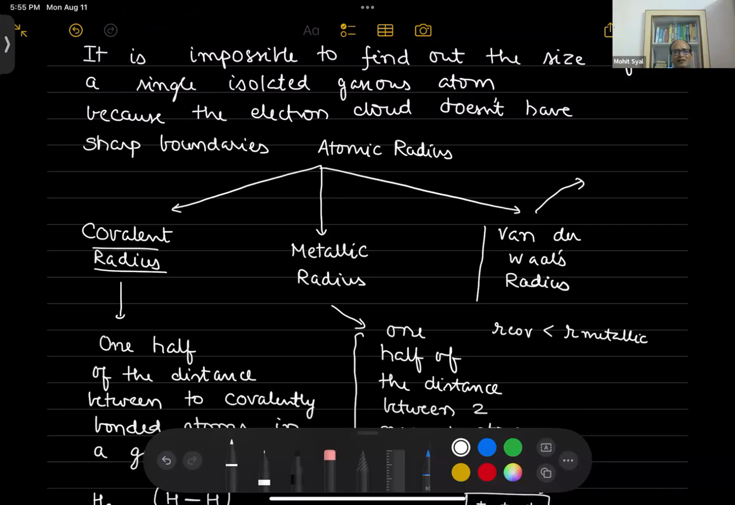So what you try to do is first cool it and solidify it. If the atoms are not forming bonds, you need to take the substance in the solid state. In the solid state, they are closest to each other because they are tightly packed. There you measure the distance between the two atoms.